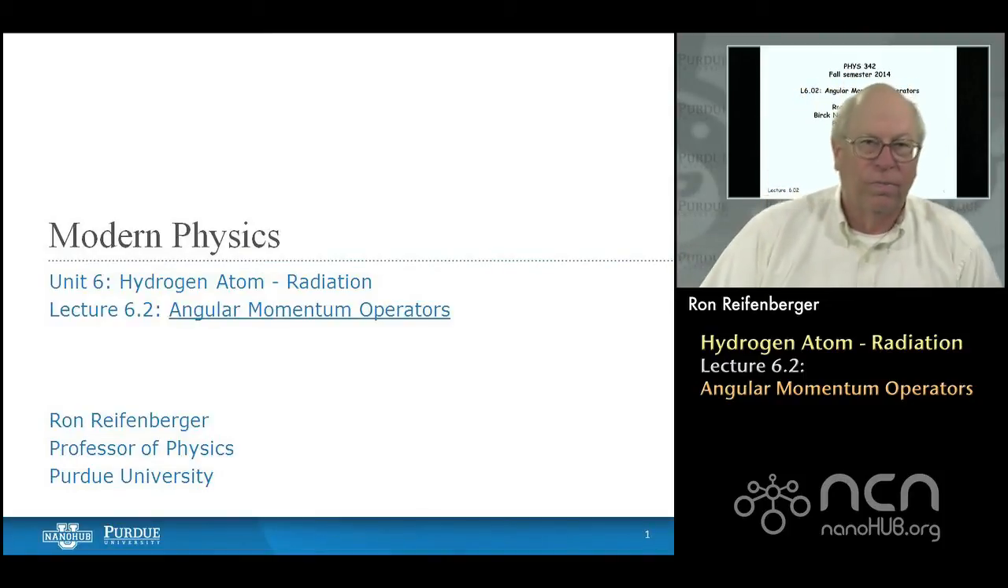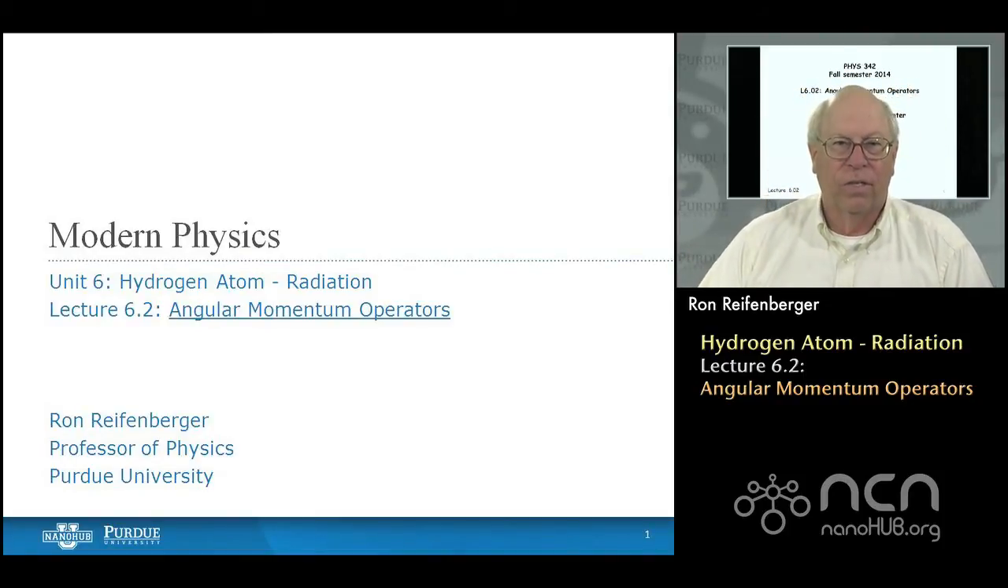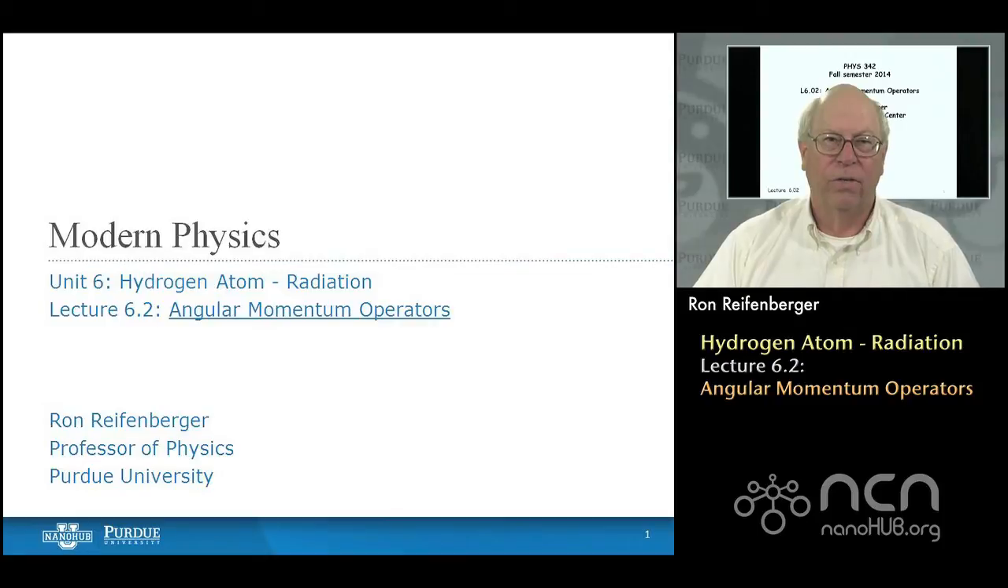This lecture is intended to mirror the discussion in the previous lecture, which really focused on the radial probability distribution for finding an electron at a particular value of r for the hydrogen atom. In this particular lecture, we're going to focus more on the angular coordinates.